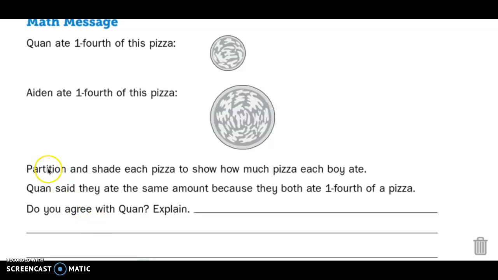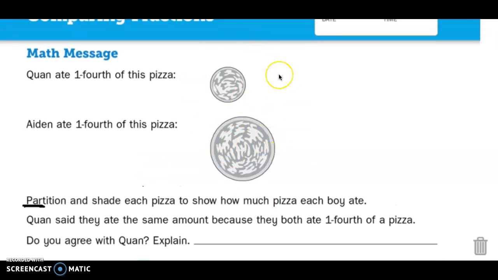Okay, so the first thing is we need to partition. And remember, partition sounds like part. Part is even in that word. So we need to break these into different parts. Quan ate 1/4, and Aiden ate 1/4. So we need to break these up into what? Fourths. That means we need 4 pieces. Look, it even has the word 4 in fourths.